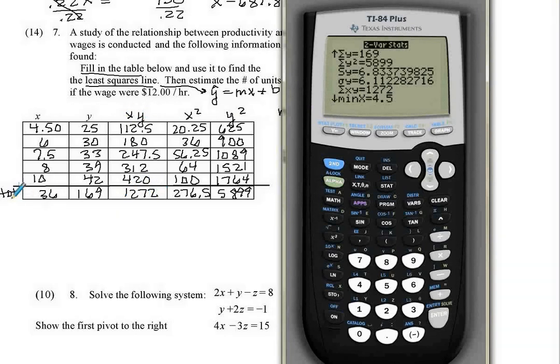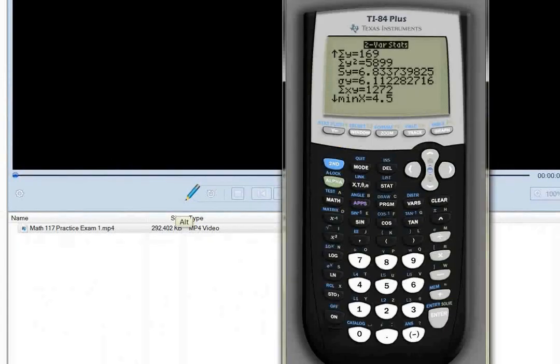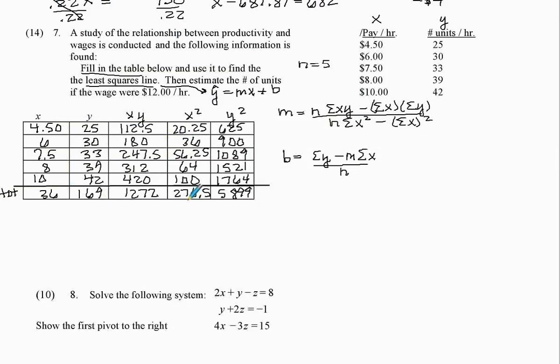So this total row is giving you the sum in the formula, the sigma. Okay, so here, sigma xy is this number, 1272. Sigma x is 36. Okay, so this is sigma x, sigma y, sigma xy, sigma x squared, and sigma y squared. So now we can plug in and compute our slope and our y-intercept.